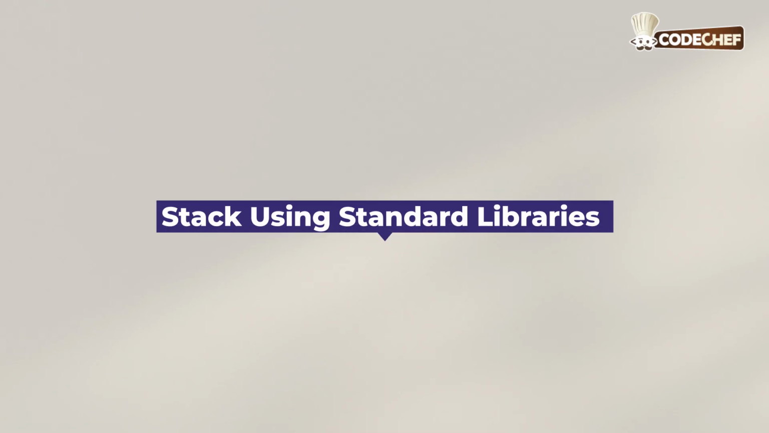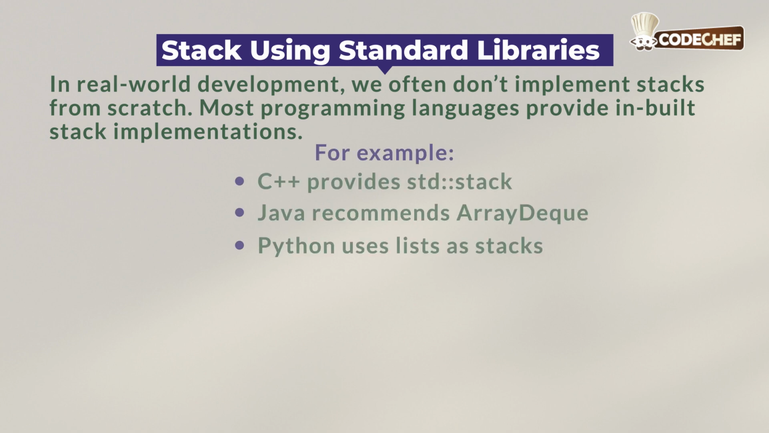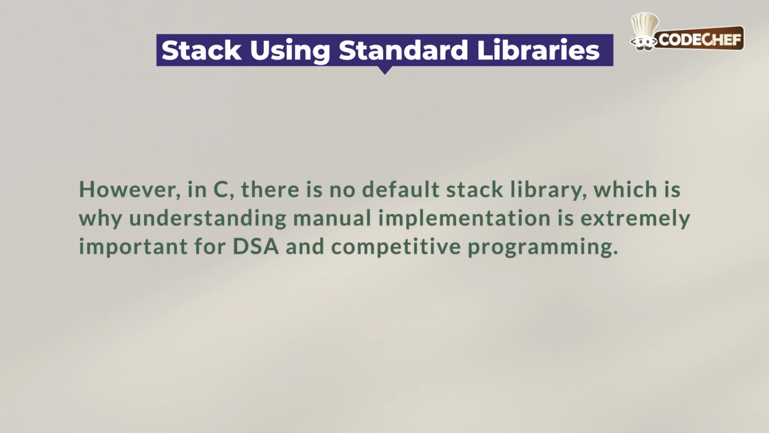Stack using standard libraries. In real-world development, we don't often implement stacks from scratch. Most programming languages provide inbuilt stack implementations. For example, C++ provides standard stack. Java recommends ArrayDeque. Python uses lists as stacks. These libraries hide the internal implementation and provide ready-made functions like push, pop, top, or peek. However, in C, there is no default stack library, which is why understanding manual implementation is extremely important for DSA.